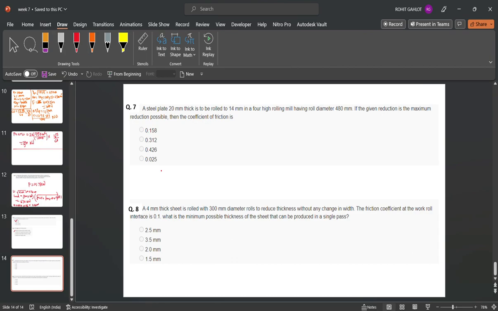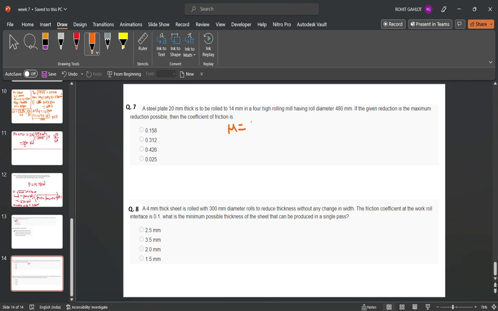So if a seat plate of 20 mm thick is to be rolled to 14 mm in a 4 high rolling mill having roll diameter 480 mm. If the given reduction is the maximum reduction possible, then the coefficient of friction is?